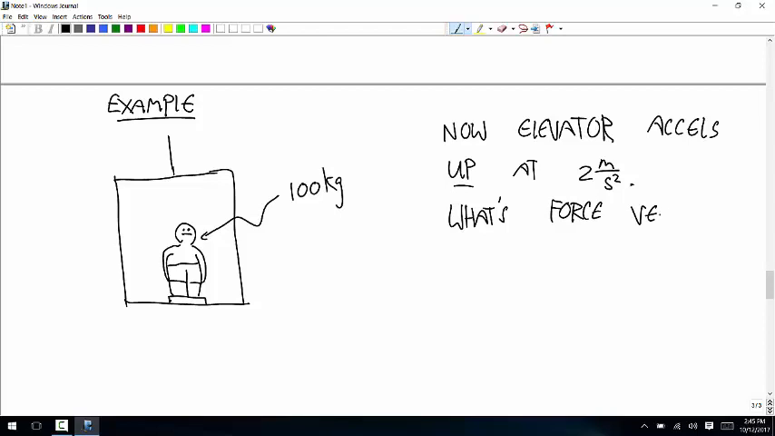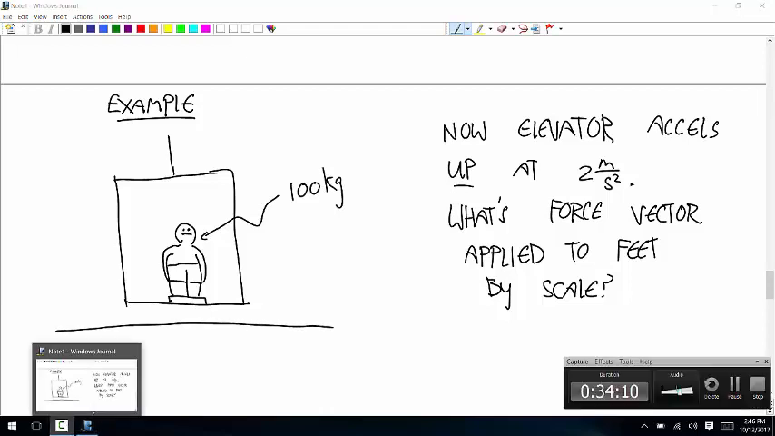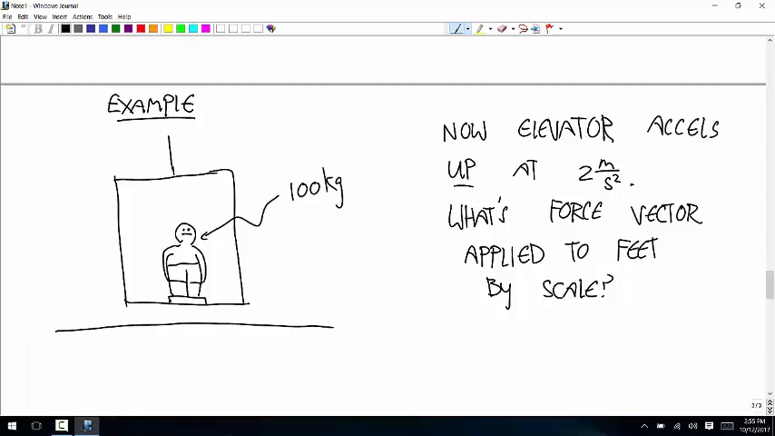What's the force vector applied to the feet by the scale? So it's the same procedure, but see if you can work through this problem. Work together, show each other your work as you go, ask me questions if you get stuck, and after I give you a little time to work on it, I'll go through it. Anybody have any questions about that one?